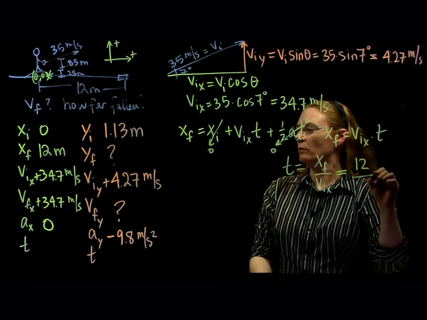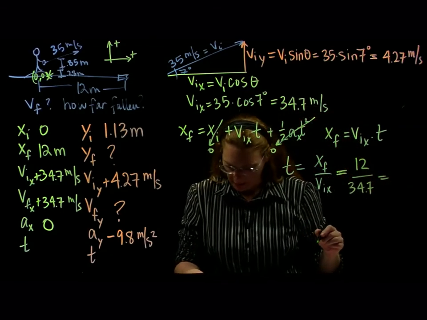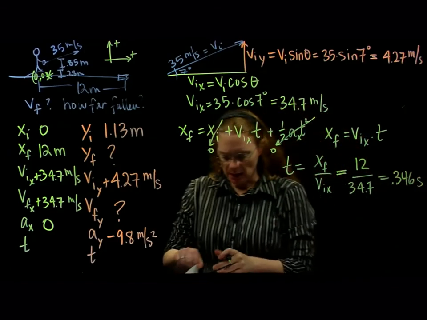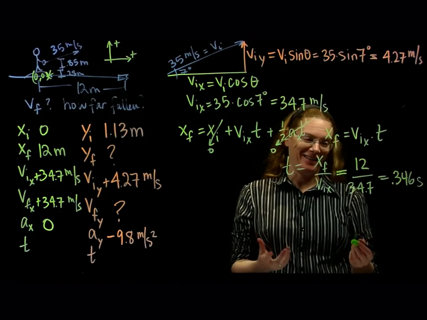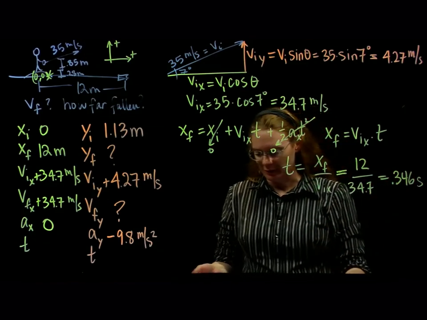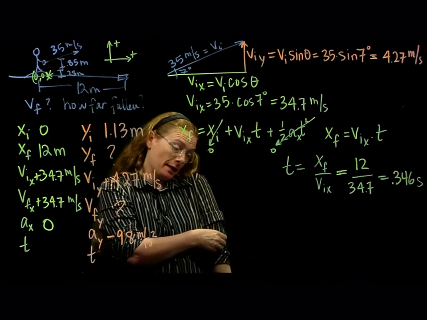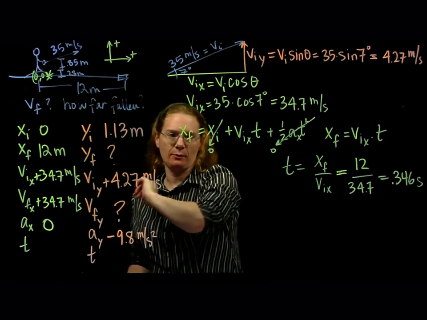12 meters over 34.7. So what do we get with that? This time we have 0.346 seconds. Last one was 0.343 seconds. Okay, not very big difference because it's this tiny little angle. We know our time now. Now we have time, we can get this one and this one.